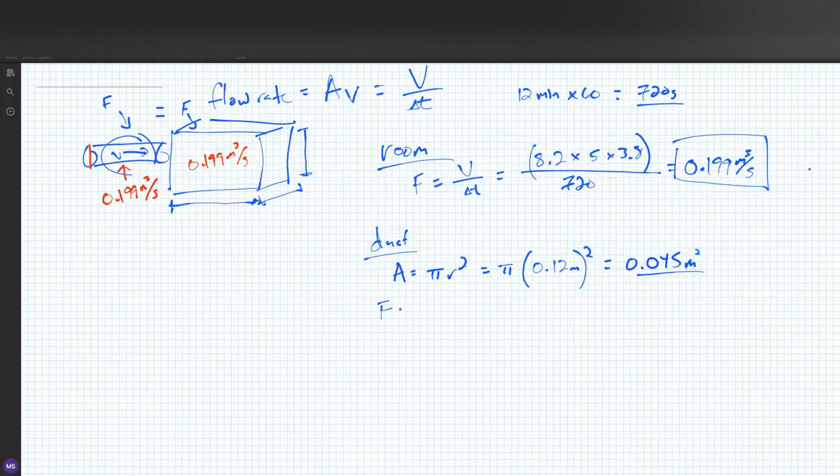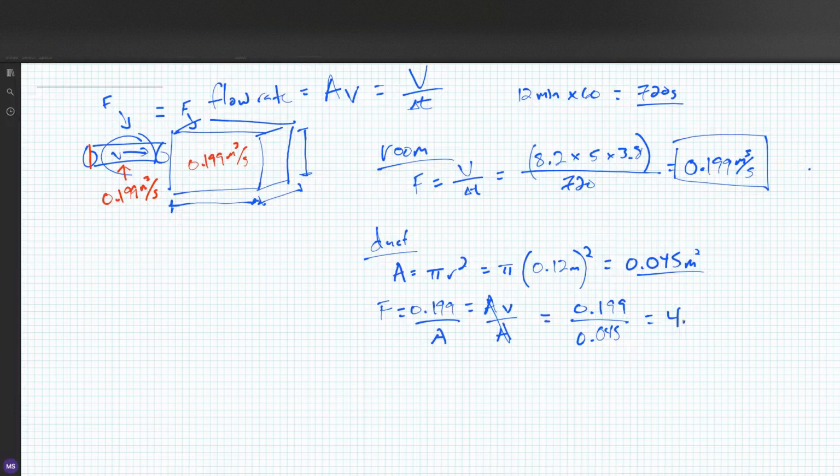So that means the flow rate, which we said before has to equal 0.199, is going to equal the cross-sectional area times the velocity. So if I want velocity, I can just divide by the cross-sectional area. That equals 0.199 divided by my area, which I just got, 0.045, and that gives me 4.41 meters per second. That's the speed of the air going through that tube.